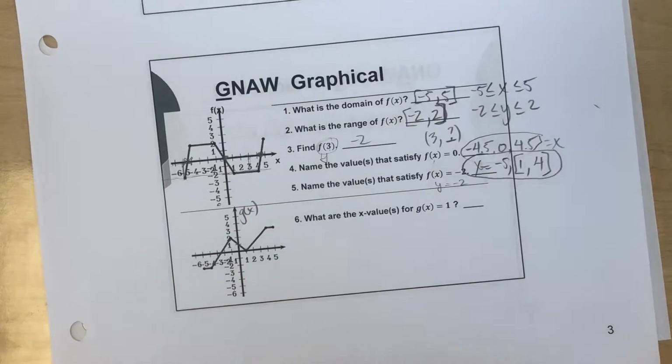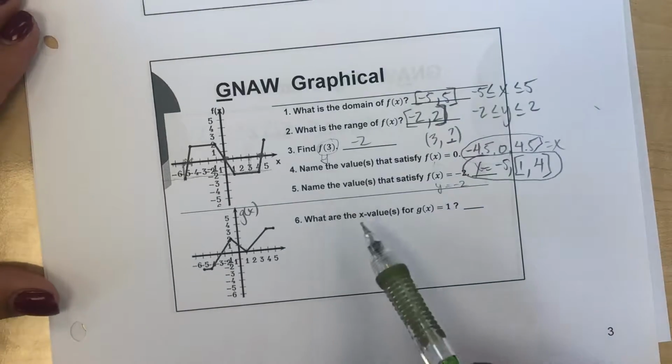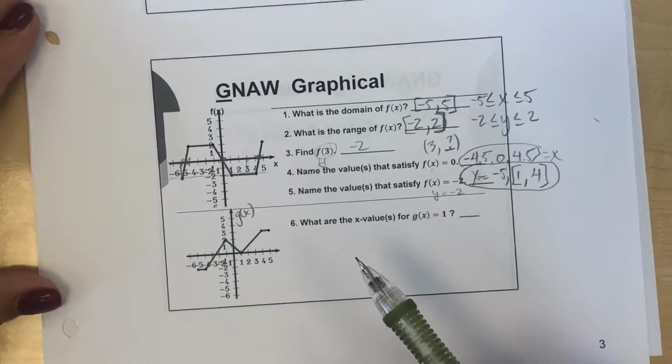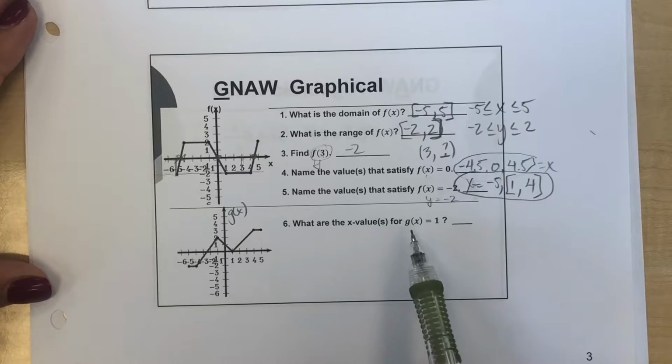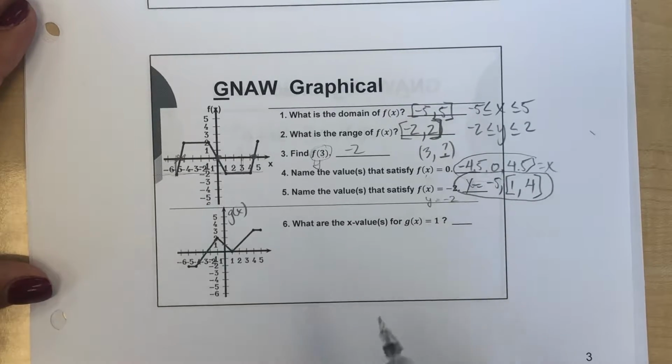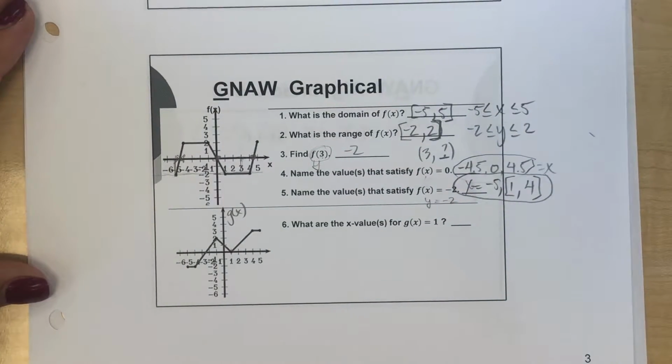Okay, so next problem, you're gonna do this one on your own using this g graph. It's like number 4, number 5. What are the x values for g of x equals 1? Go ahead and try that, please.